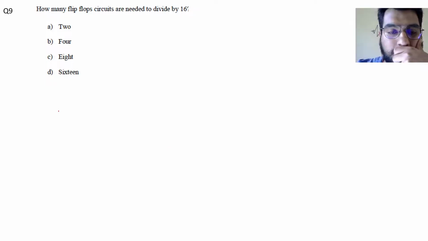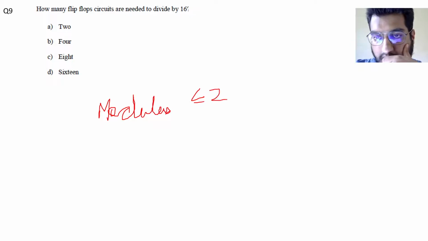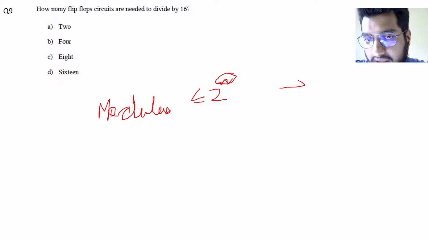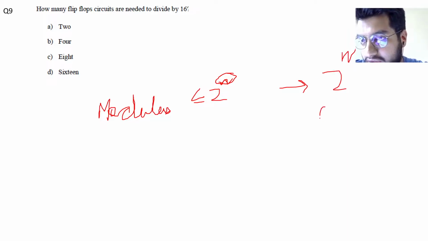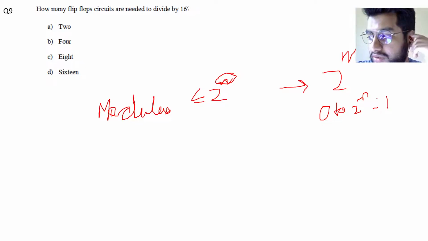And also we know whenever we want to construct a modulus, the modulus should always be less than or equal to 2 to power n, where n is the number of flip flops. So the number of states that are available is equal to 2 to power n. Minimum we can count is 0 and maximum we can count is 2 to power n minus 1. So if it is a mod 16 counter, we can start from 0 and the final state will be 15. Total states will be 16.